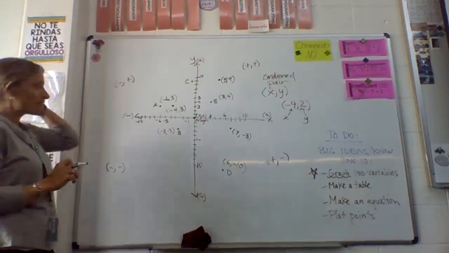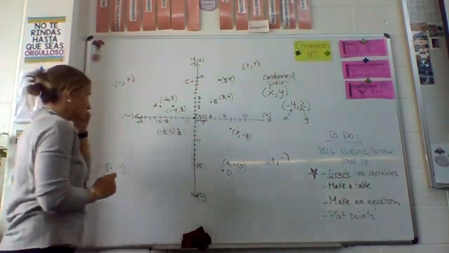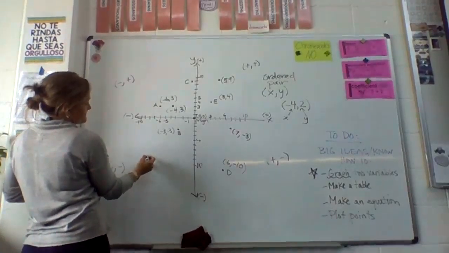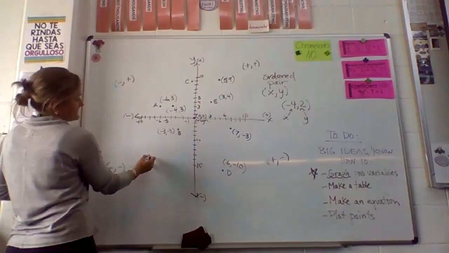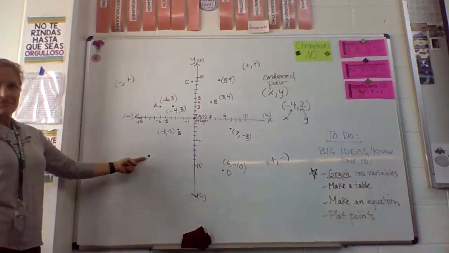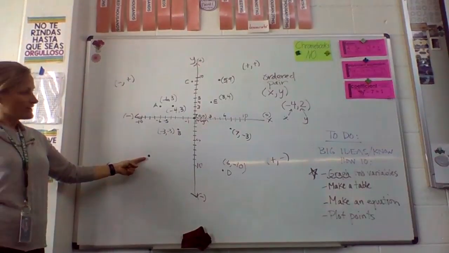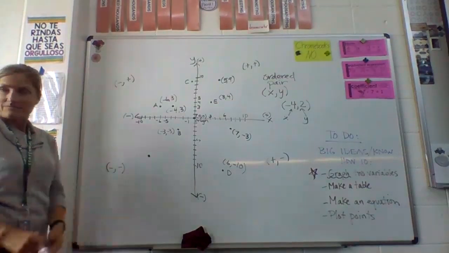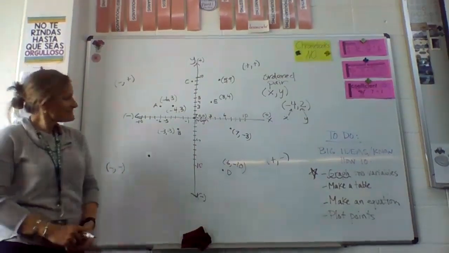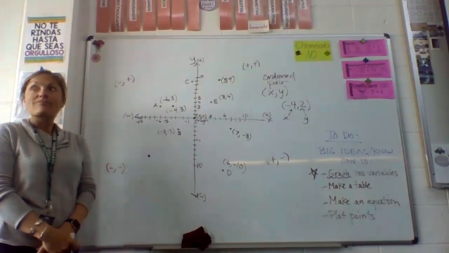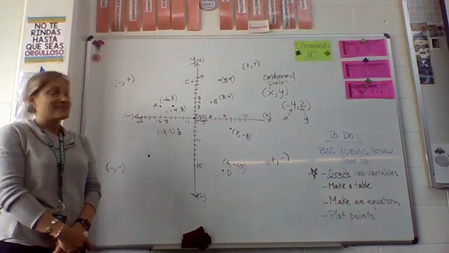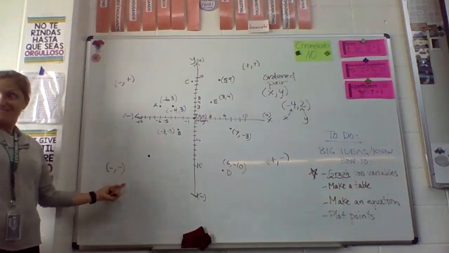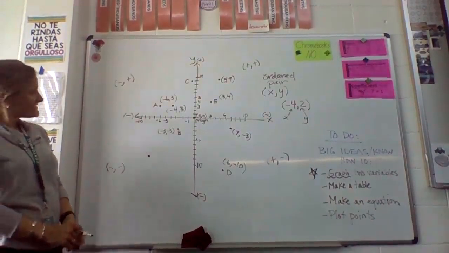How about one more? Do your best out here. There's the new point. We'll make that our last point, and then we've done all quadrants. 6, negative 8. And it's negative. Negative 6, negative 8.